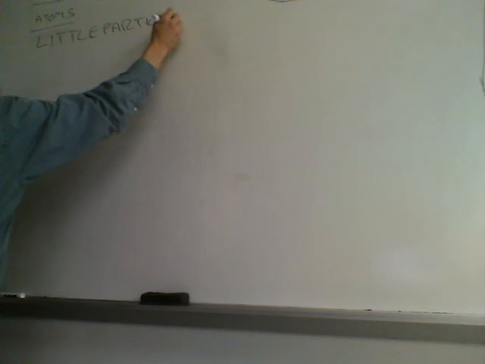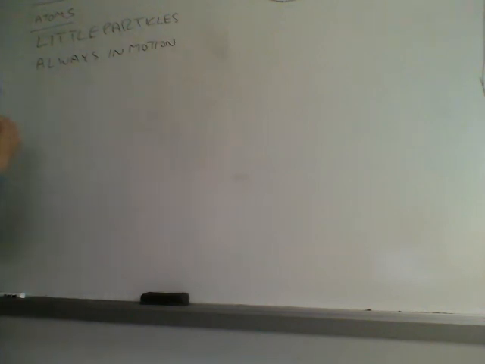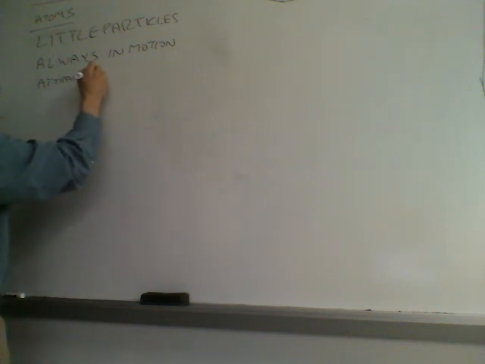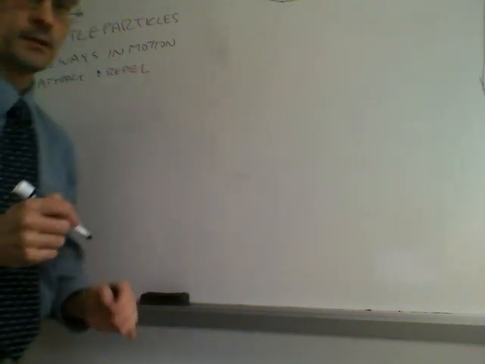He said atoms, just to give us a general background, are little particles that are constantly in motion. They're always in motion. And his other point about particles was that they're either attracting each other at slight distances, and then they repel at very close distances. So atoms are tiny little particles that are always in motion, and they either attract or repel each other.